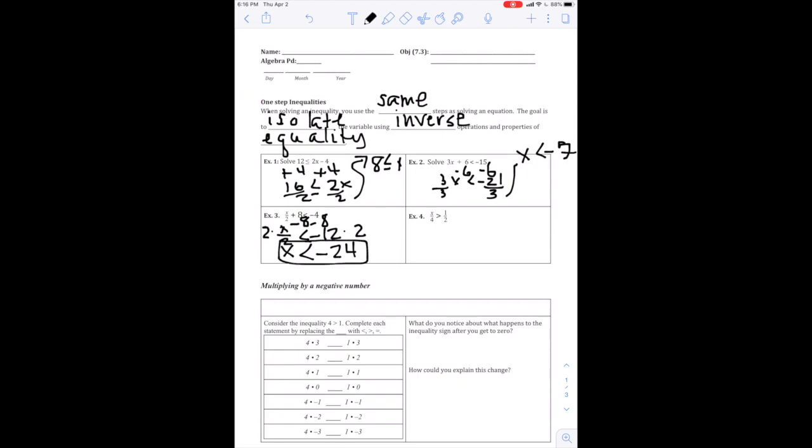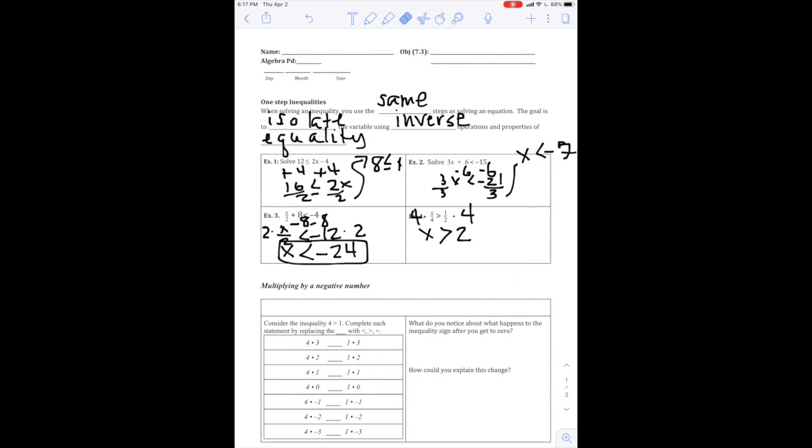Okay? So, example 4. x divided by 4 is greater than 1/2. Again, I'm going to multiply both sides by 4, and I get x is greater than 2. Okay? Just a little quick review on one step. So now we're going to talk about negative numbers. Sorry, I didn't mean to scribble.